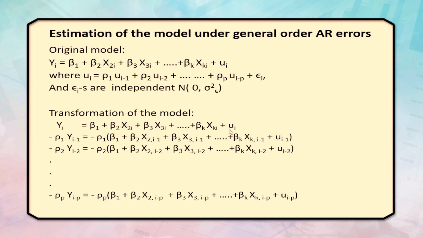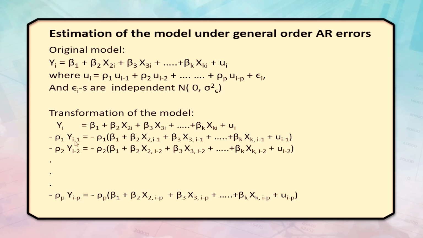So, that is exactly what we do. You can see on the right hand side, if you have u_i, and then minus rho 1 times u_(i-1), then again minus rho 2 times u_(i-2), and right up to minus rho p times u_(i-p). If you can do that, then effectively you are converting these u_i's into epsilon_i. But to do that, what we need to do is a simple operation, that is, first we write the mother model, then we lag it by one period.